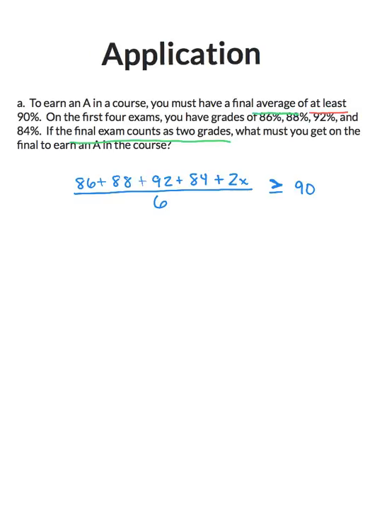The next thing that we want to do is go ahead and solve this. The first thing that I'm going to do is I want to get rid of the fraction. In order to do that, I want to multiply both sides of my inequality by 6. On the left side, they cancel out. And on the right side, we have 90 times 6 is 540.